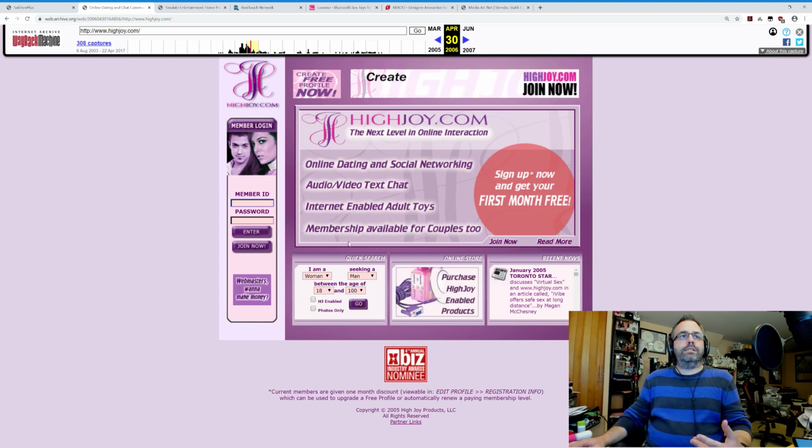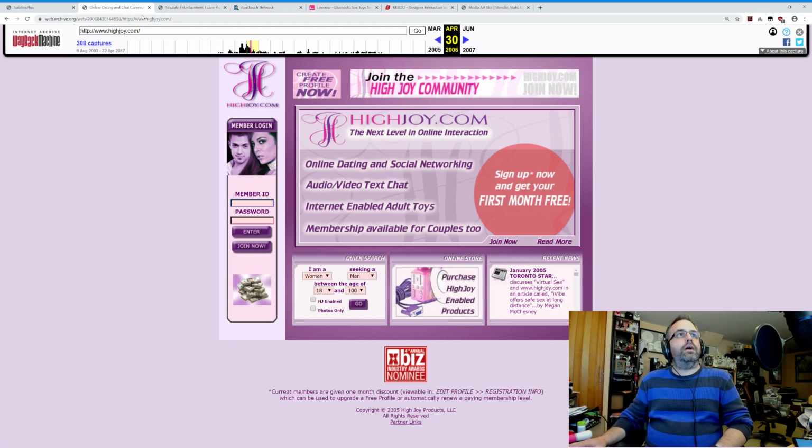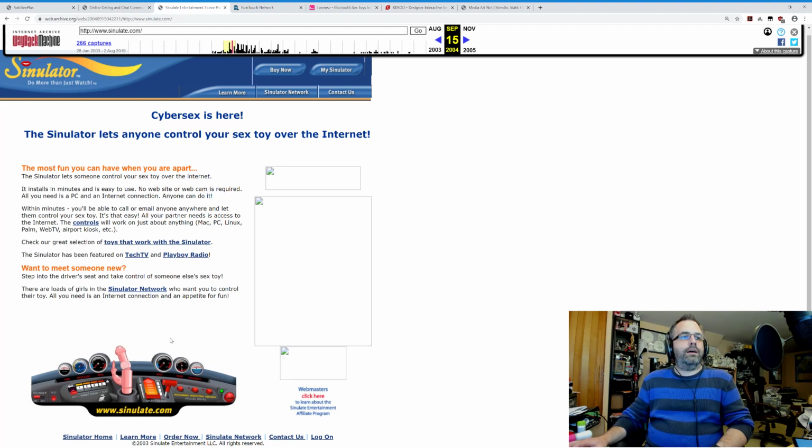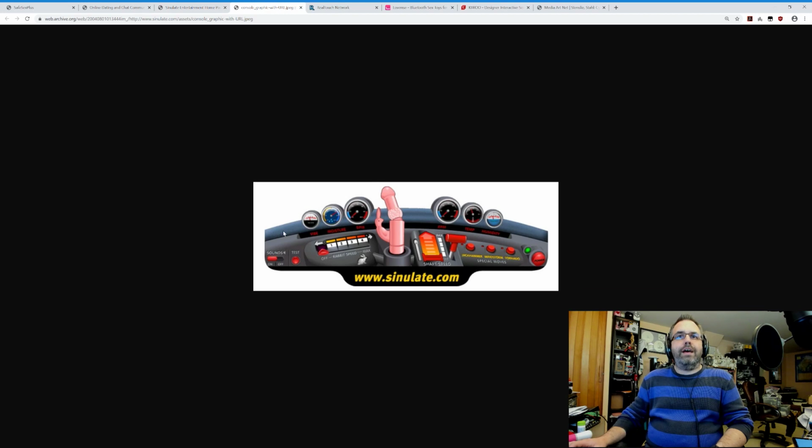With Highjoy, it just came with these crappy little slider controls. One of the more amusing things about Simulate is this right here. That is their control panel. This is how you actually controlled the toy, and you would have a video somewhere right here, and you could move these throttles and stuff. So yes, it's a cockpit. Someone actually tried to make a product this way.